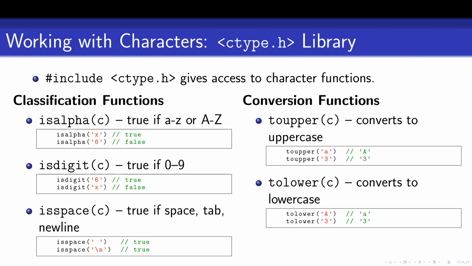In addition to checks, the library provides case conversion functions like toupper and tolower. These return the uppercase or lowercase version of a character, if applicable, and leave non-letter characters unchanged. For example, toupper('a') returns capital A, and tolower('Z') returns lowercase z. Including ctype.h allows you to write cleaner, more readable code for parsing user input, validating characters, or building case-insensitive comparisons. These built-in tools save time and reduce the need for writing tedious manual checks.